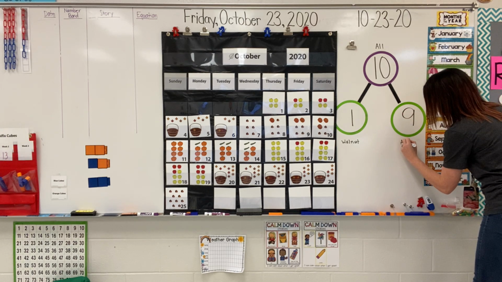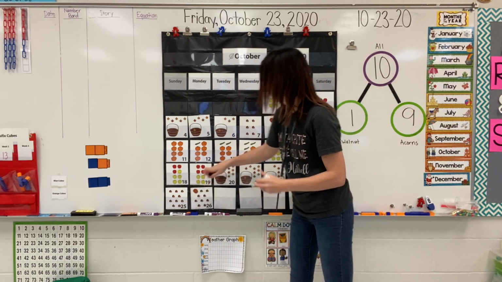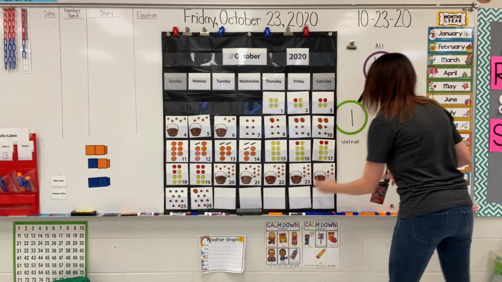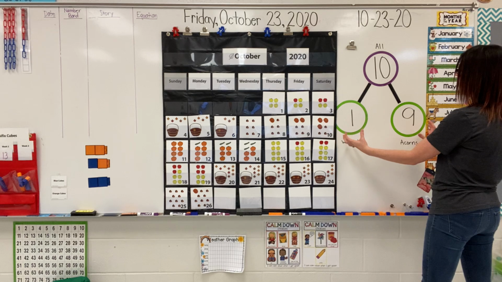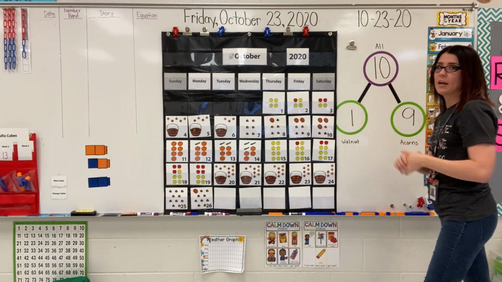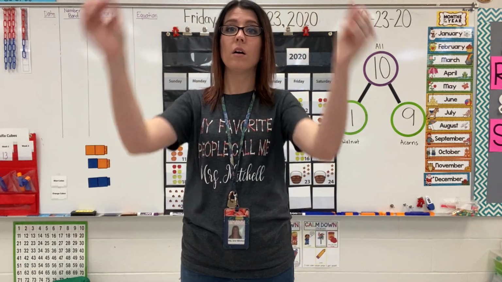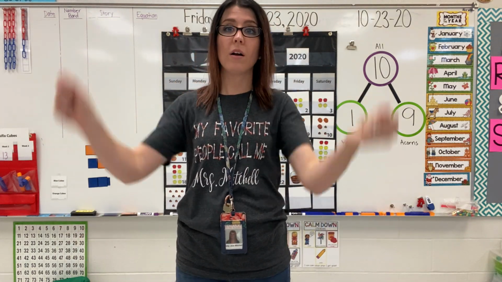I'm going to write the word acorns here. So we have a walnut part, the acorn part, and then we have all of them together. So we have part, whole. Can you do that with me? Part, whole. Say it again. Part, whole. And again, part, whole.